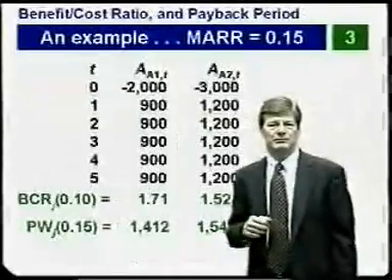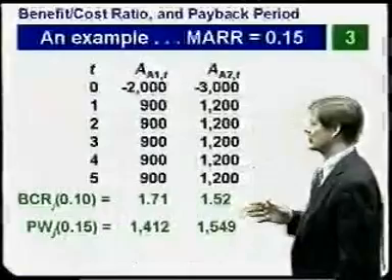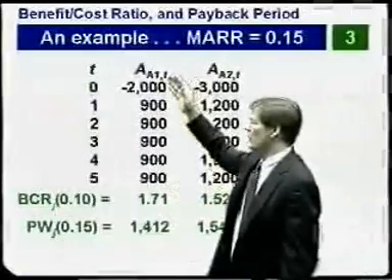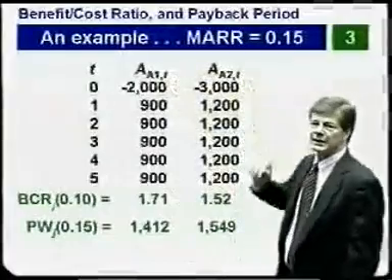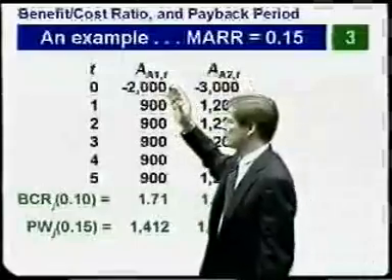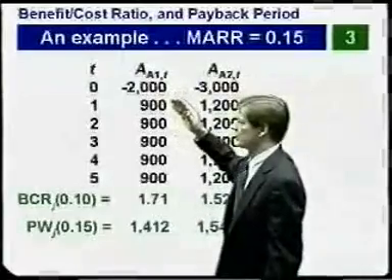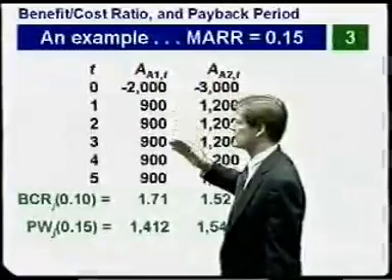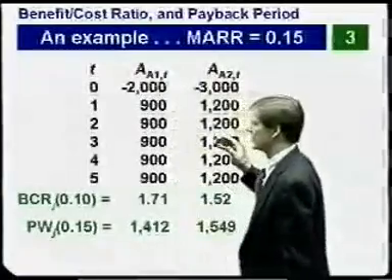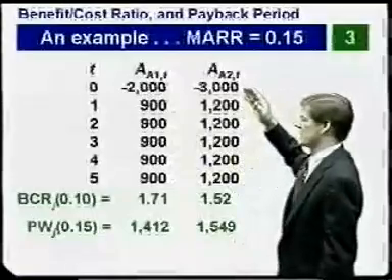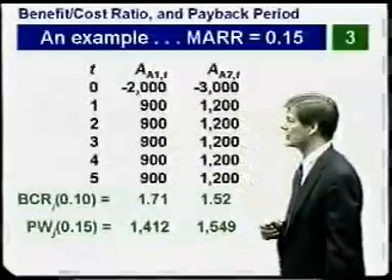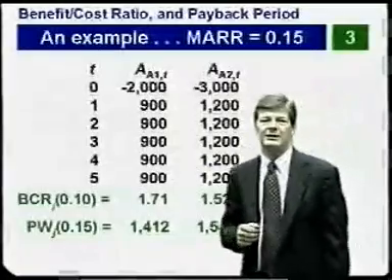Let's take an example. Let's assume we're faced with a choice between two alternatives, alternative A1 and alternative A2. A1 calls for an investment of $2,000 for which we receive the benefits of $900 each year for 5 years. Alternative A2 calls for an investment of $3,000 for which we'll receive benefits of $1,200 each year for 5 years.